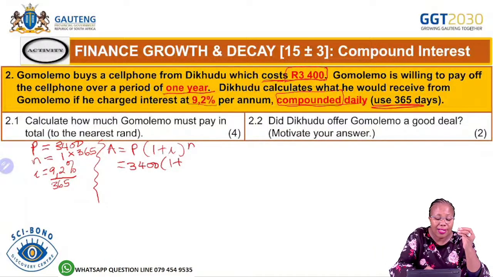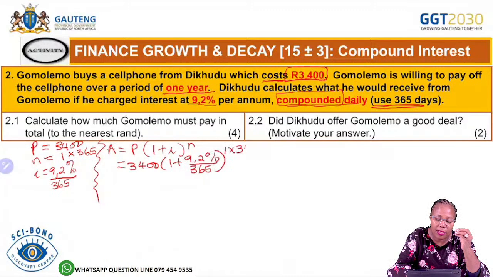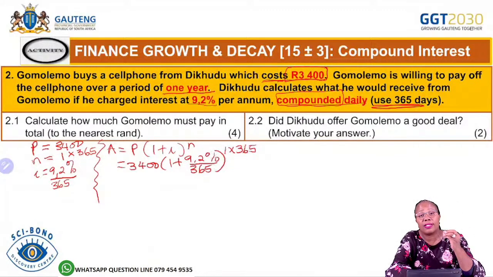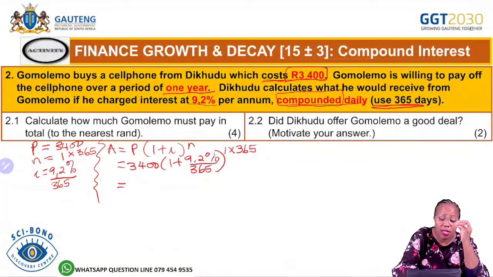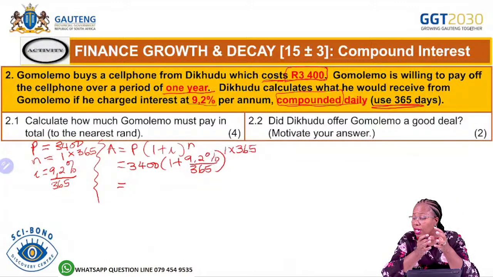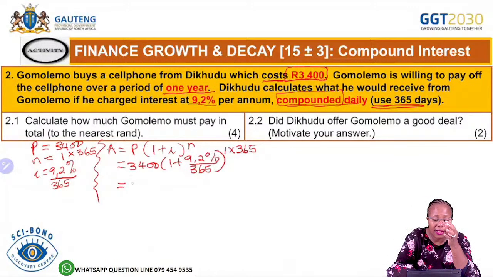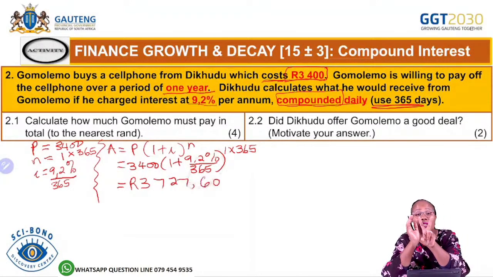3,400, 1 plus, what is i? 9.2% over 365 of compoundment. And then now to the power n, n is 1 times 365. 1 year times 365 compounding. And then you put everything into your calculator, grade 12, and then straight to the answer. And then this will give us a 3,727.60 cents. Do not take anything more than 2 digits after a comma.